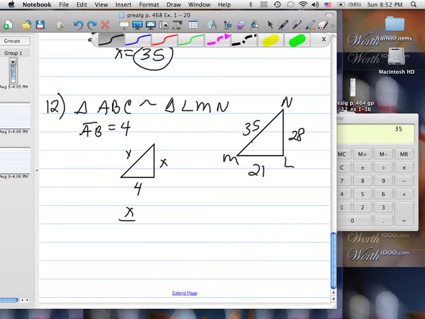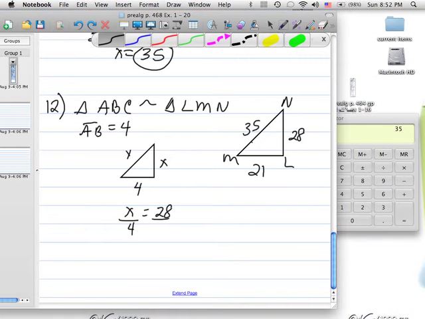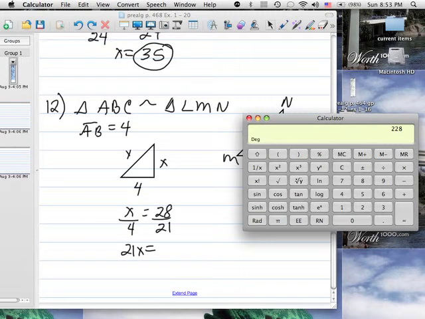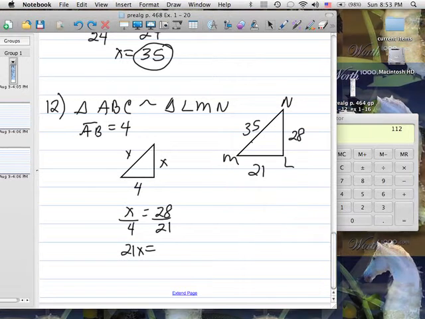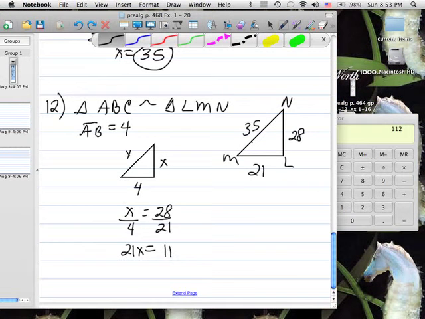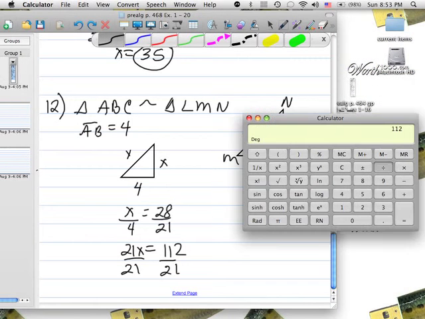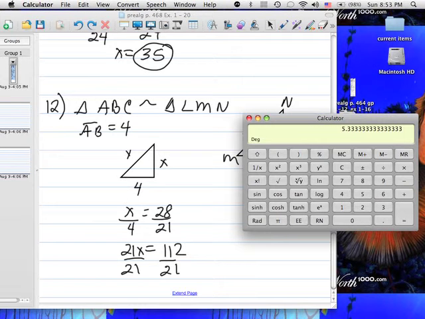X is to 4 as 28 is to 21. That's one ratio we could use. So 21x equals 28 times 4, which is 112, and divide that by 21, which is 5 1/3.